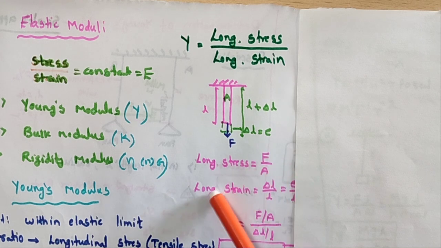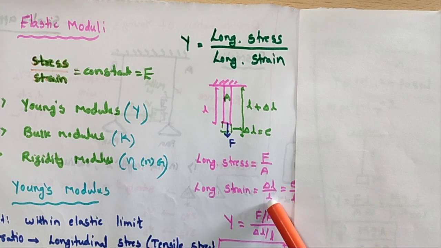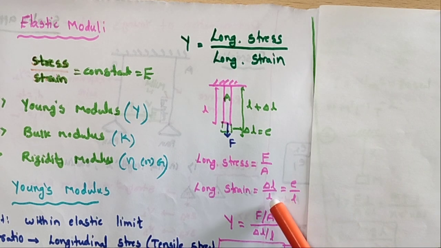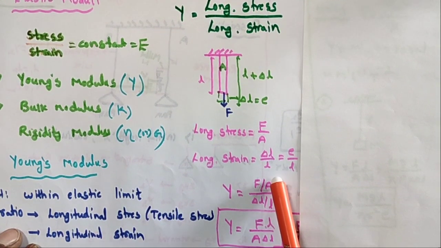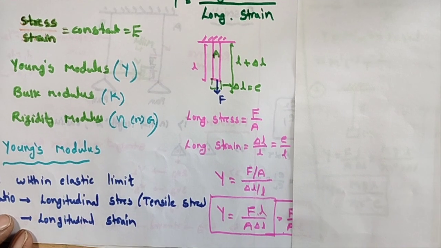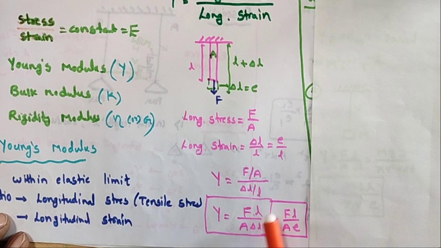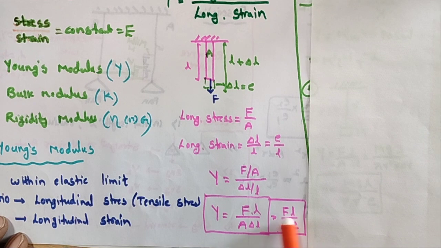We know that. And what is the strain? Change in dimension by original dimension. That is delta L by L, which is e by L, where delta L is the elongation. So finally Y is equal to F by A divided by delta L by L. This is longitudinal stress by longitudinal strain. So Y is equal to FL by A delta L, or FL by Ae. The Young modulus of any wire you can calculate using this formula.